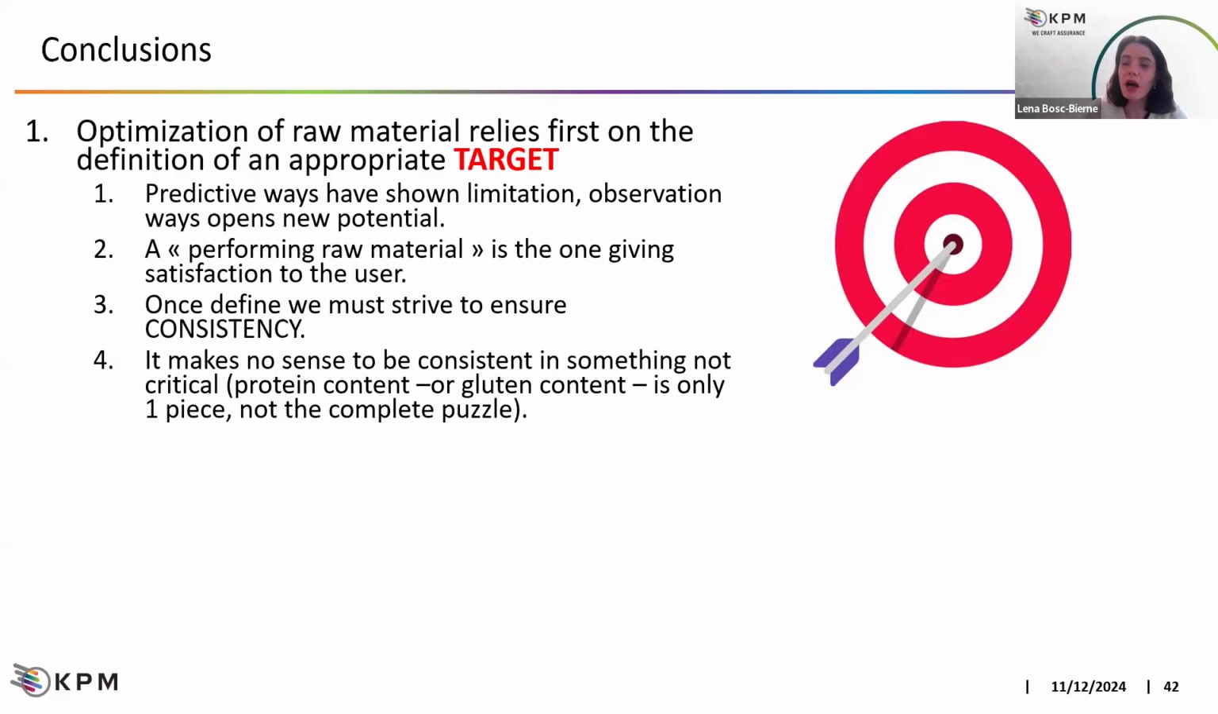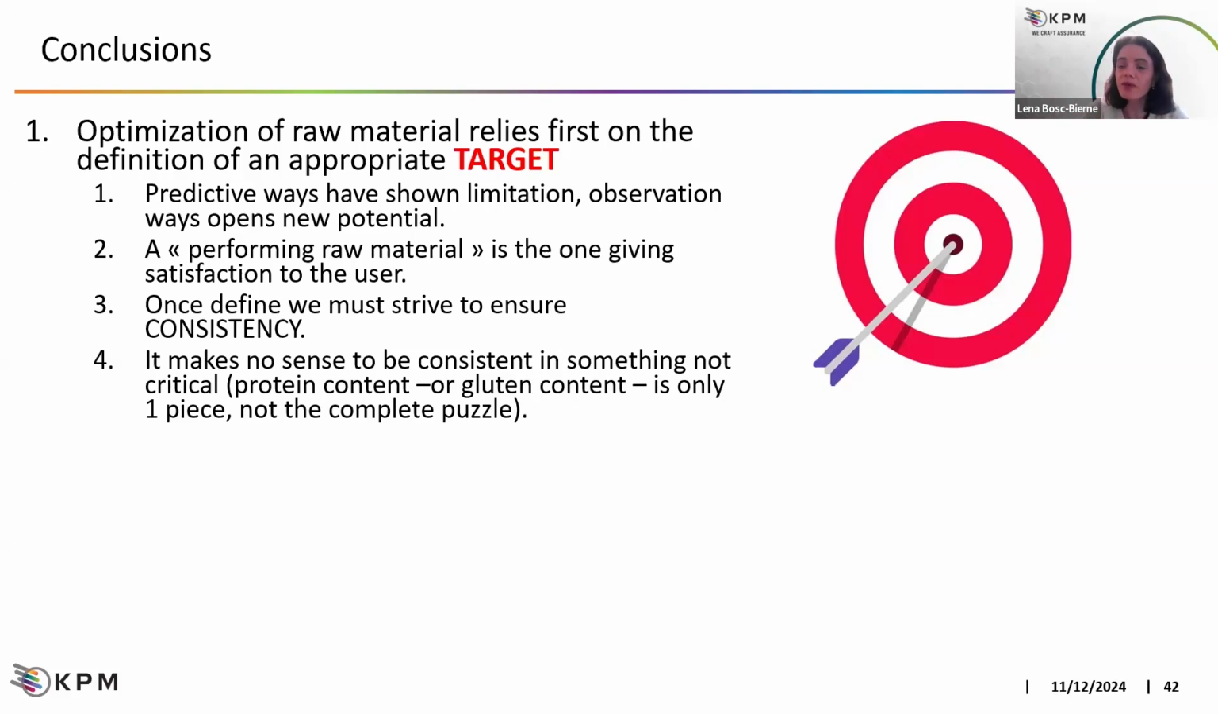Once you have defined what parameters are important for you, the most important thing is to ensure consistency. We want to always have the same flour. But with this system, we know where to focus on. We know that we need to focus on either damaged starch or this or that or that. And so there is no point in losing too much time in trying to control something that is not key.